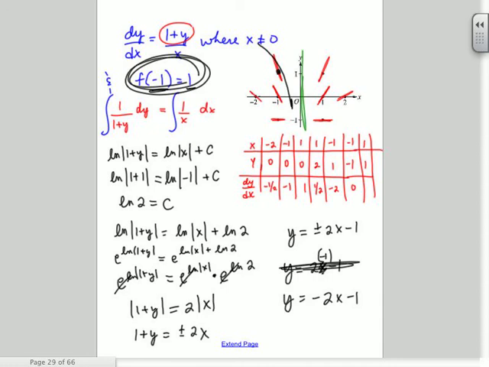Basically, we know we're on the left branch. It's undefined on this line because x is never equal to 0. If x was equal to 0, your slope is undefined, right? So you're never going to cross that line. So with the natural log problems, you need to think about what branch you're on.